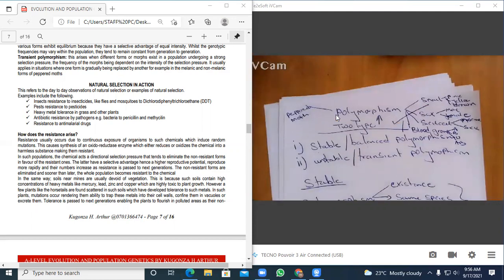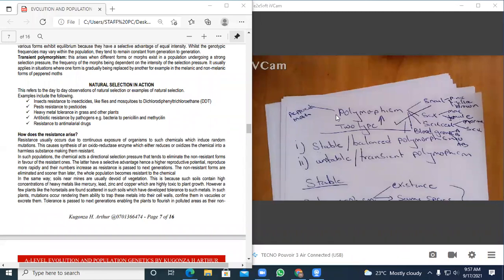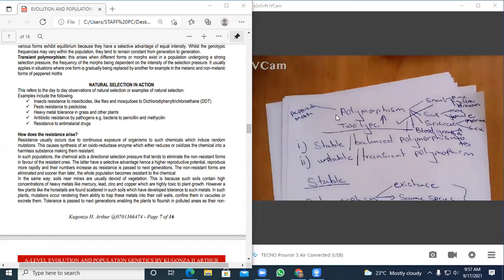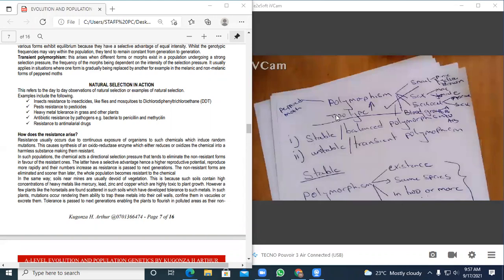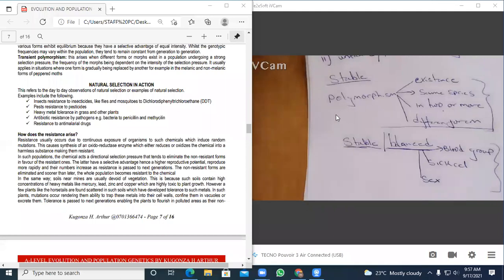Examples of stable or balanced polymorphism we are going to look at, as a type of polymorphism: one, we have blood group. Two, we have sickle cell. Three, we have sex. Those are examples of stable or balanced polymorphism. Now, what is stable or balanced polymorphism?